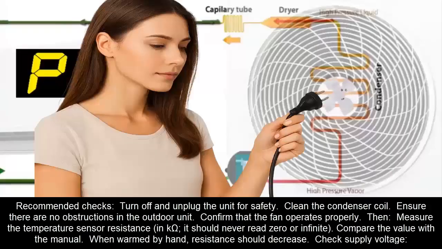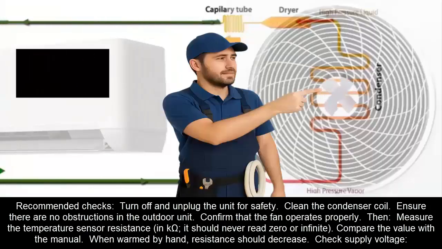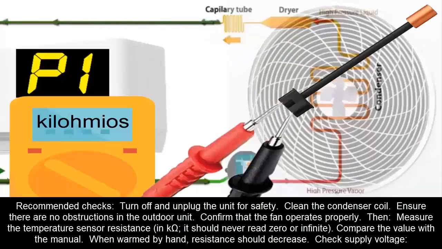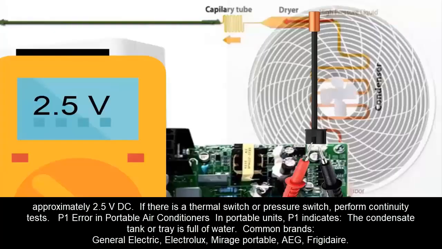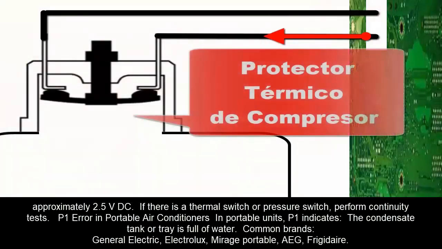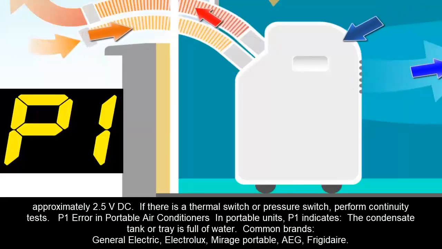Recommended checks. Turn off and unplug the unit for safety. Clean the condenser coil. Ensure there are no obstructions in the outdoor unit. Confirm that the fan operates properly. Then, measure the temperature sensor resistance in kiloohms. It should never read 0 or infinite. Compare the value with the manual. When warmed by hand, resistance should decrease. Check supply voltage, approximately 2.5 volts DC. If there is a thermal switch or pressure switch, perform continuity tests.